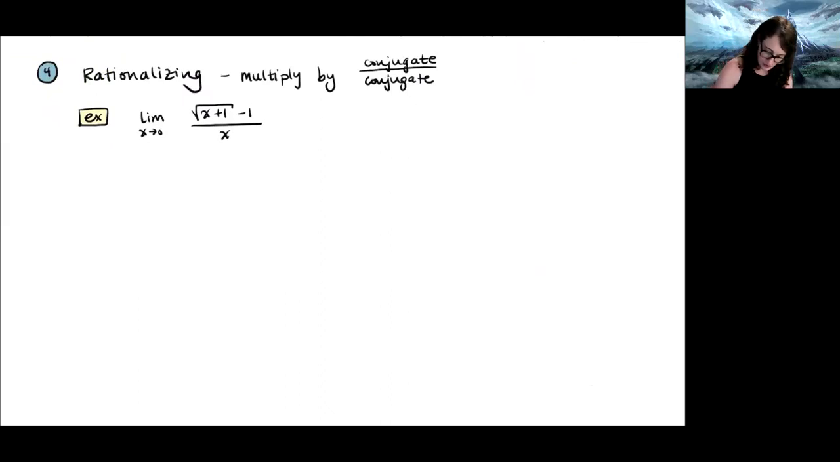Remember, the first thing we should always try is direct substitution. So let's plug in a 0 for x. Okay, square root of 1 minus 1 over 0. Square root of 1 is 1. Okay, so we get 0 over 0.